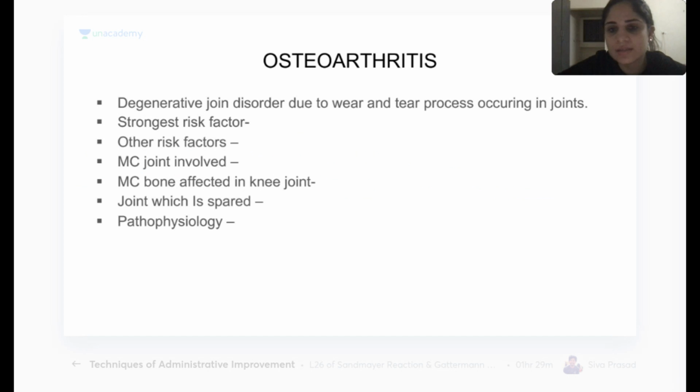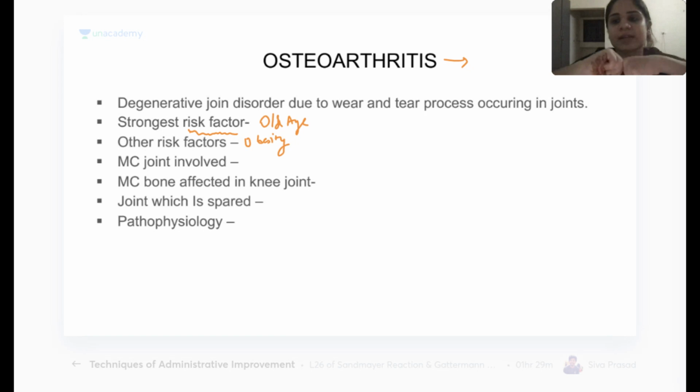So everyone knows osteoarthritis. What is the typical age group in which you will see osteoarthritis and the typical risk factor for developing osteoarthritis? Very good. Old age is the strongest risk factor. What is the other important risk factor? Menopause, not really. Menopause is for osteoporosis. For osteoarthritis, obese people, obesity, okay, because you tend to put a lot of pressure on your joints. Yeah. What is the most common joint involved in case of osteoarthritis?